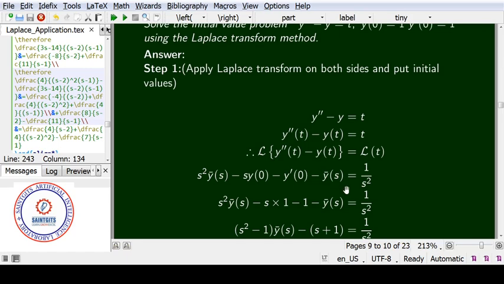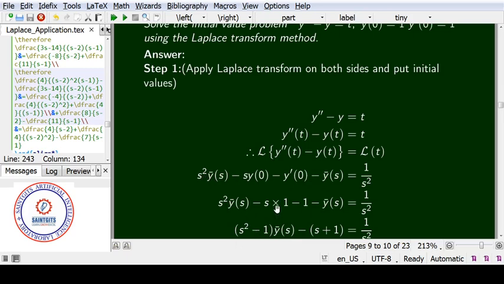The next step is also the right hand side. L of t is 1 by s square. L of t raised to n is n factorial by s raised to n plus 1. Here power is 1, so 1 factorial divided by s raised to 1 plus 1, that is s square. Now we club the terms of y bar of s together. I take y bar of s together, then the remaining thing is s square minus 1.